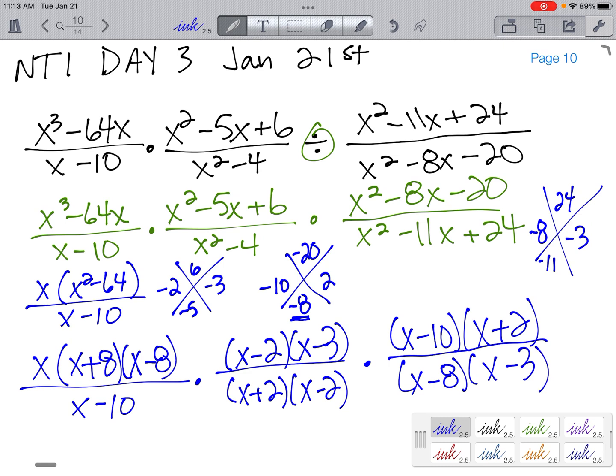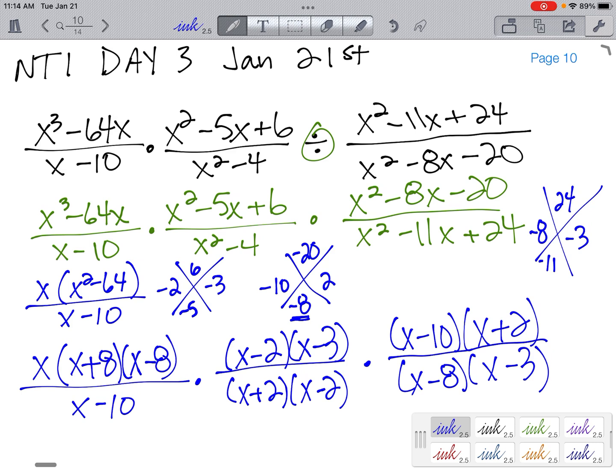Remember, this is the shortcut. If you are still struggling using the shortcut, by all means do the x puzzle and then go straight to our boxes and do the greatest common factor. It's not any different. It's just one more step that you have to do if the shortcut is confusing you.